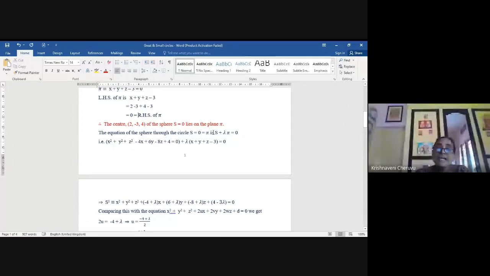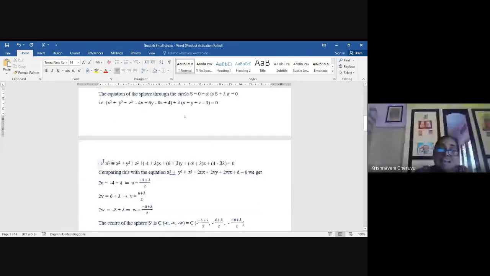I gave you a formula, no? The equation of the sphere passing through the circle S = 0 = π is S + λπ = 0. This is your S, the sphere, and this is your plane π. So S + λπ = 0. Now we are finding out a sphere which passes through the given circle, so we are calling it S dash. S dash is the sphere passing through the given circle S = 0 = π.